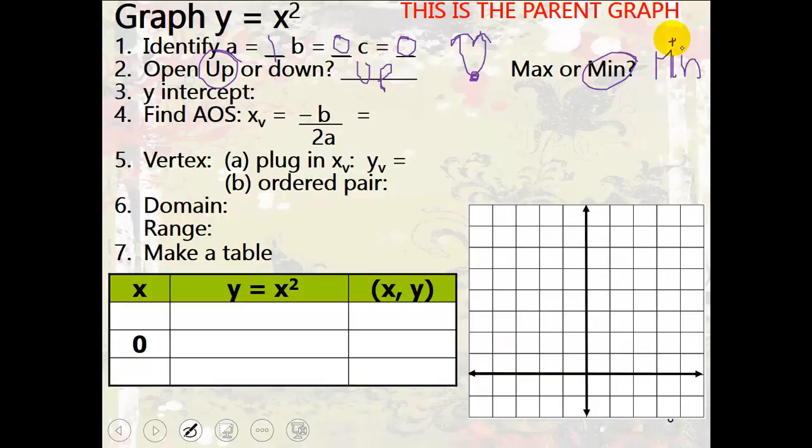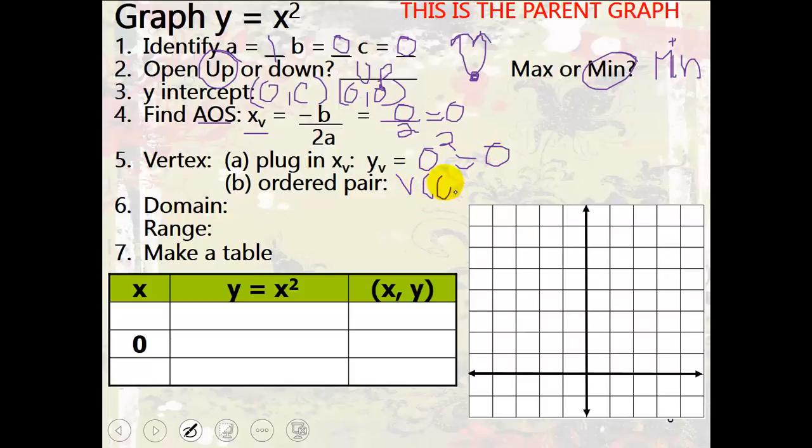The y-intercept is 0, C, which means it's 0, 0. The axis of symmetry and the x-coordinate of my vertex is negative b, which is 0, over 2, which is 0. Now I plug this number into my equation to find the y-coordinate of my vertex. So I'm going to plug in 0 for x, square it, and I get 0 in this case. So my vertex is 0, 0. They won't always be that easy.